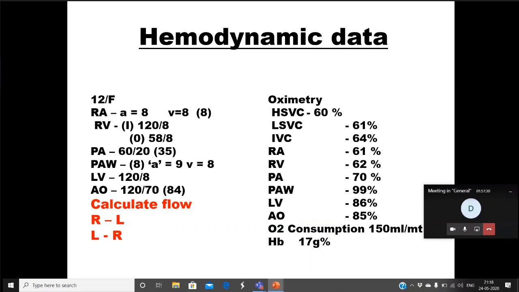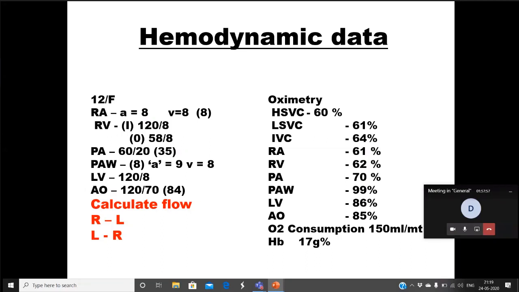On the left side, pulmonary capillary wedge, LA pressure, saturation is 99. Not LA, pulmonary wedge saturation is 79. Pulmonary artery wedge saturation is 99. LV, there is a step down at LV. 86. Aortic is 85. There is a step down at LV and a step up at pulmonary artery level.